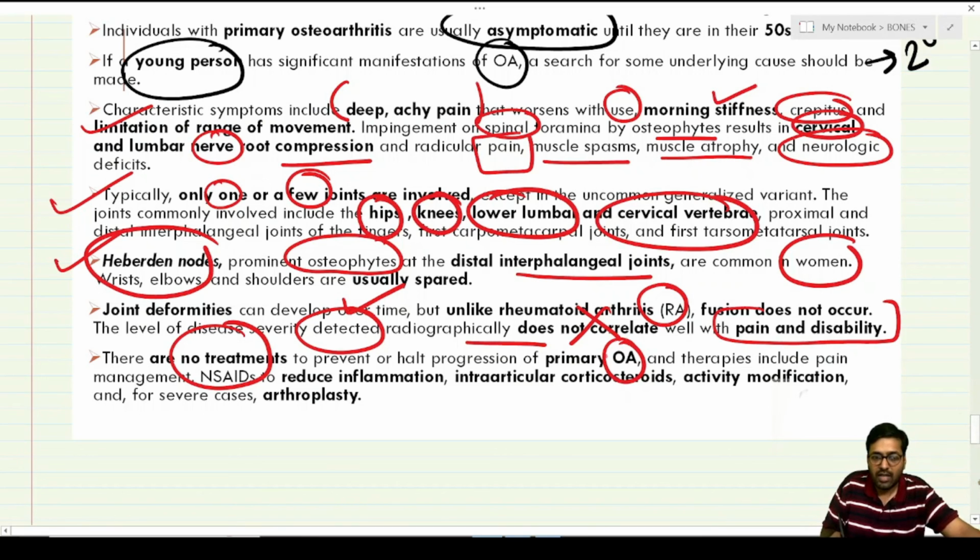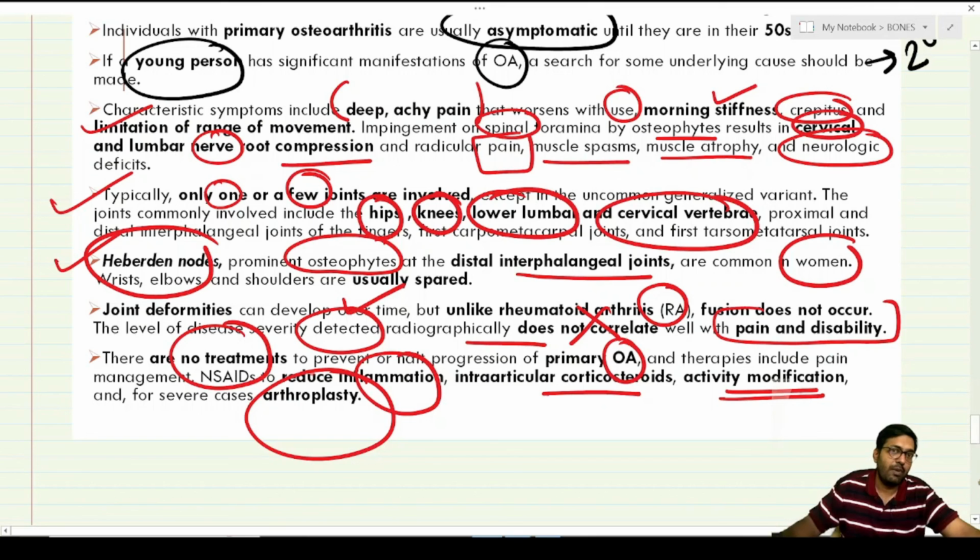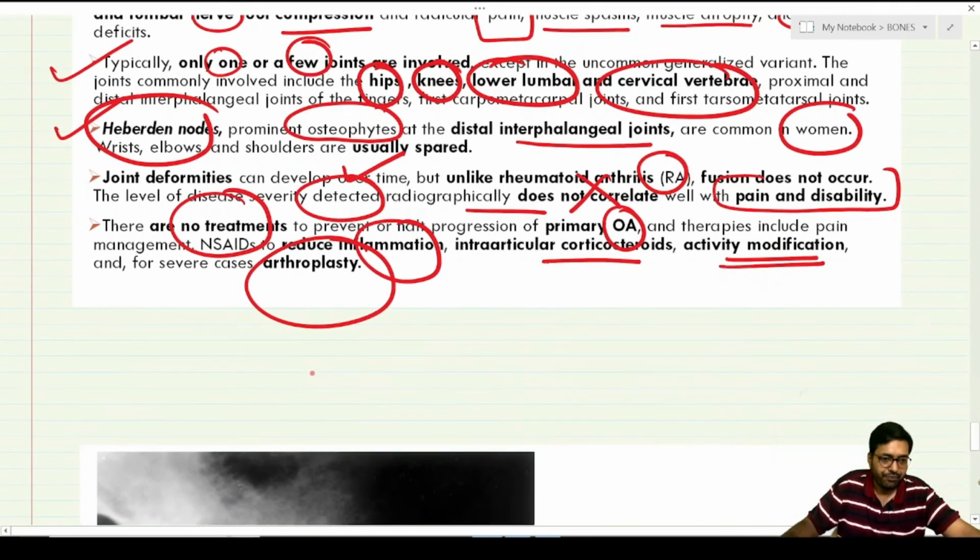Unlike rheumatoid arthritis, where steroids had an important role and anti-TNF therapy was there, here no such primary treatment exists. There are just therapies to reduce the pain. So NSAIDs can reduce inflammation, intra-articular corticosteroids can be given to reduce inflammation, activity modification can be done, and for severe cases arthroplasty might be done as well.